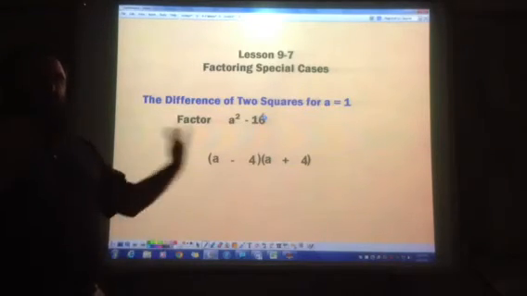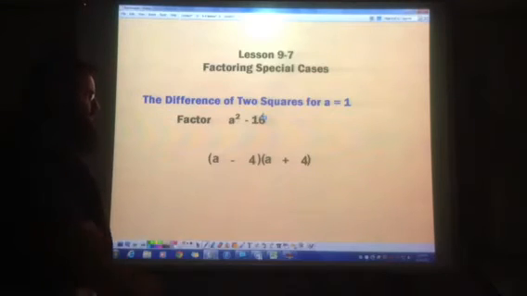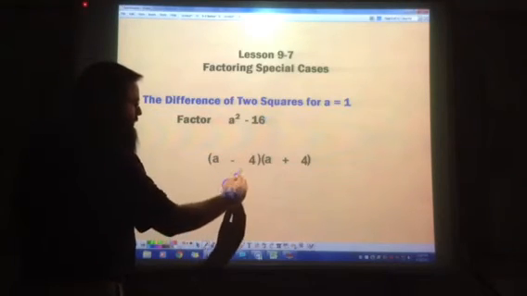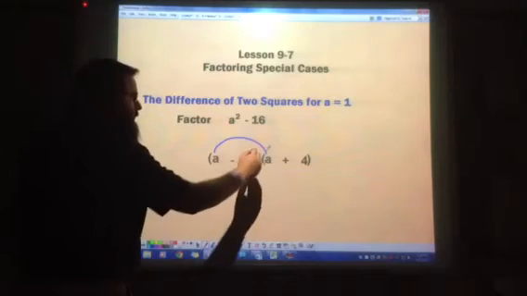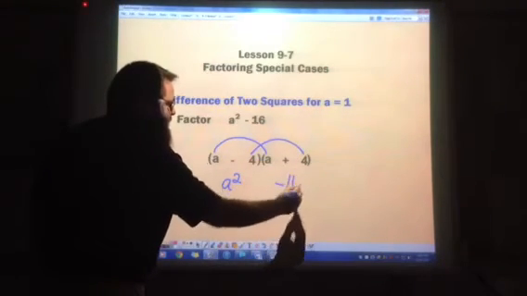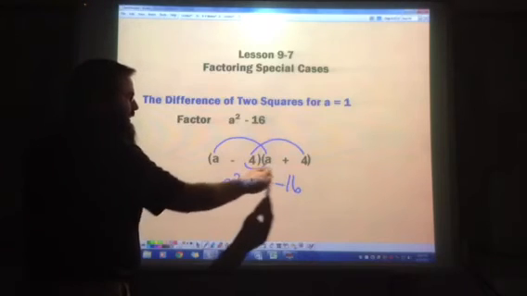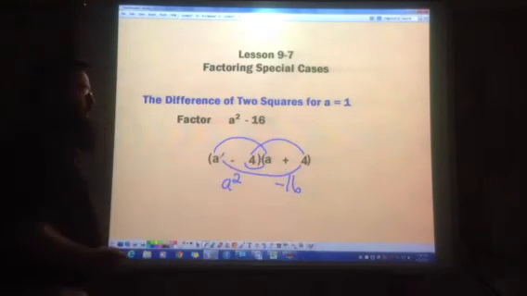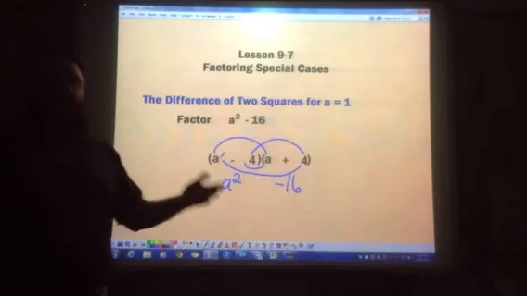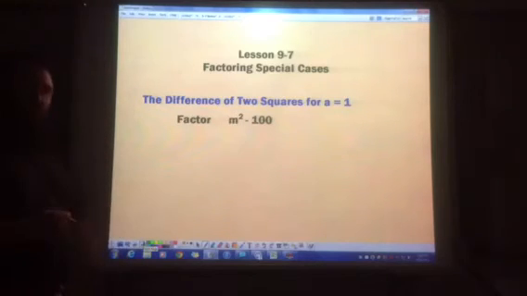As always, if you don't believe me, use FOIL. A squared minus 16. There would be a negative 4a, positive 4a, and those drop out. All right, let's try that again.